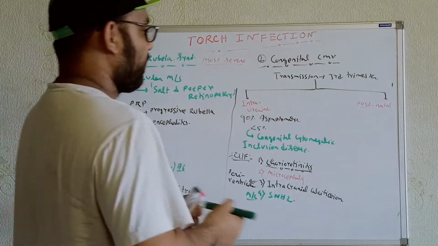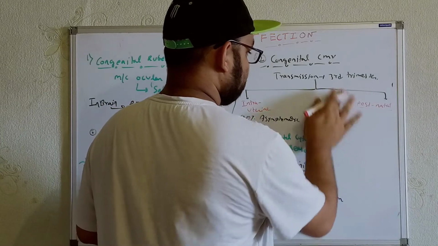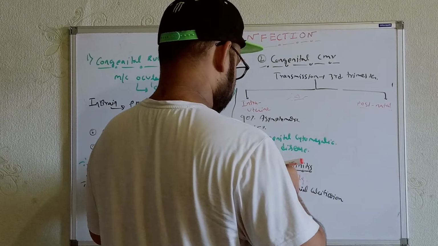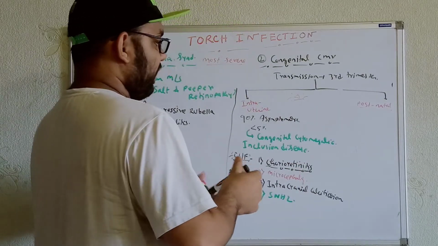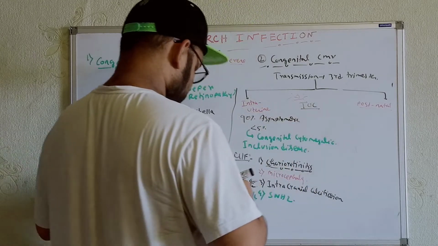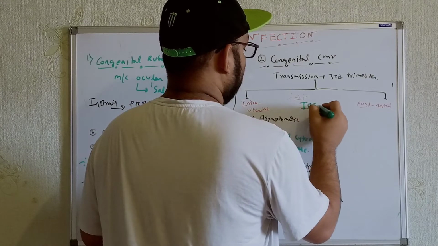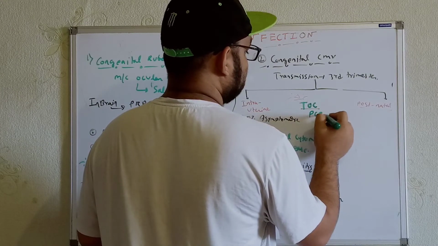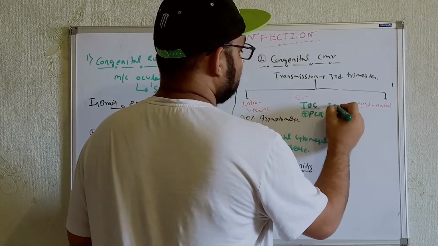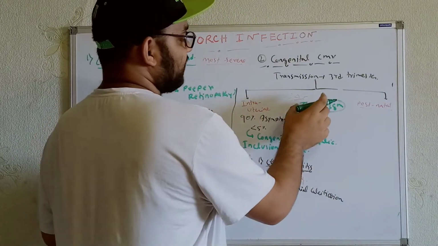What about the diagnosis? How can we do the diagnosis over here? We can do the diagnosis by some tests. Now the test of choice in these cases is PCR testing. We can also do IgM antibodies by taking the antibody IgM, but PCR is the best one. That's why I have written test of choice over here.